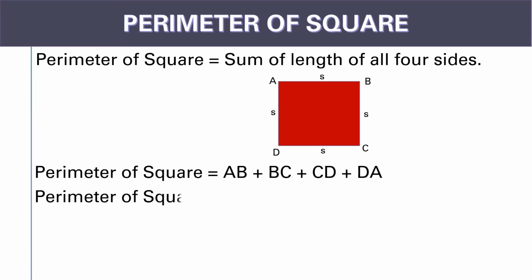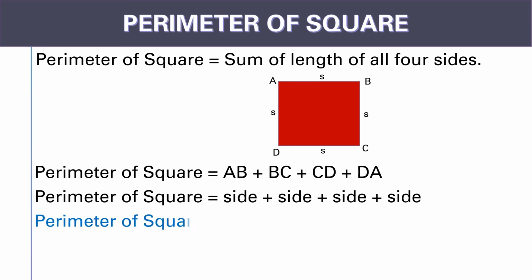Therefore, perimeter of a square is equal to side plus side plus side plus side, which is equal to 4 times the length of a side. So we get a formula, perimeter of square is equal to 4 multiplied by side.